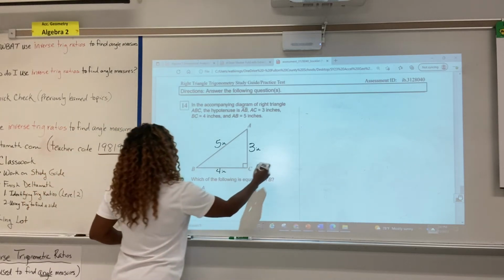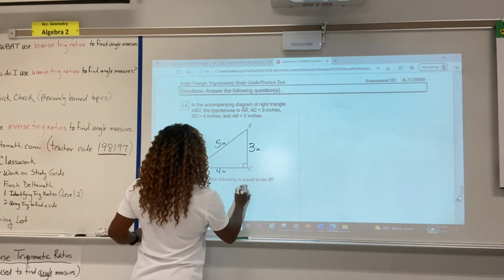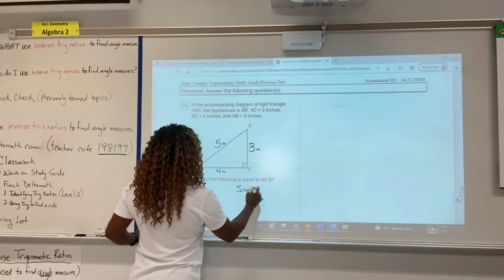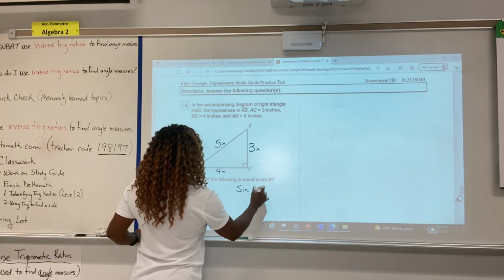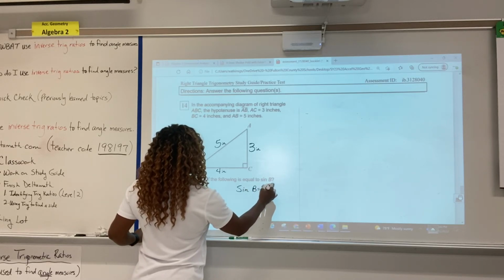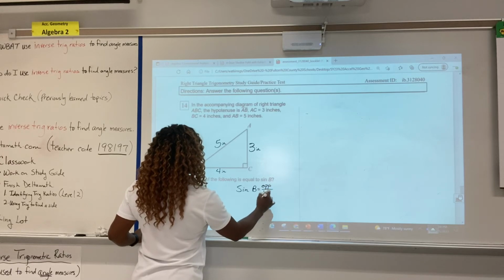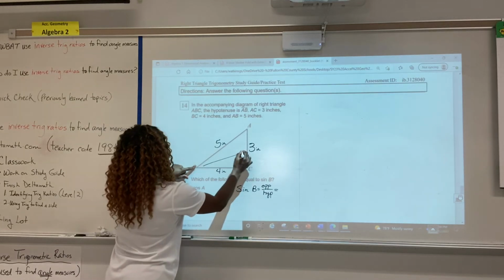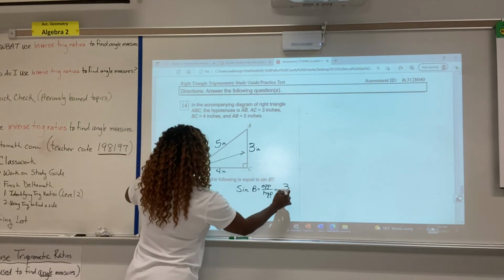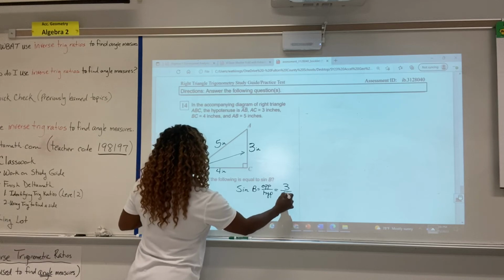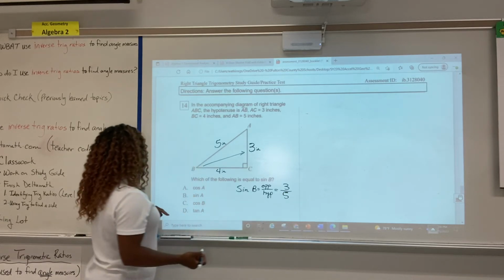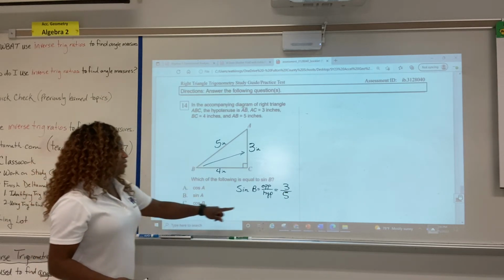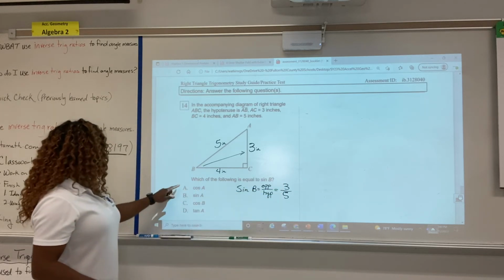So first of all, let's identify the sine of angle B. Now remember, sine of angle B is going to be the opposite side from angle B over the hypotenuse. And in this case, from angle B, the opposite side is 3. The hypotenuse is 5. So we're trying to figure out which of these is the same as 3 over 5. So we got to check each one.